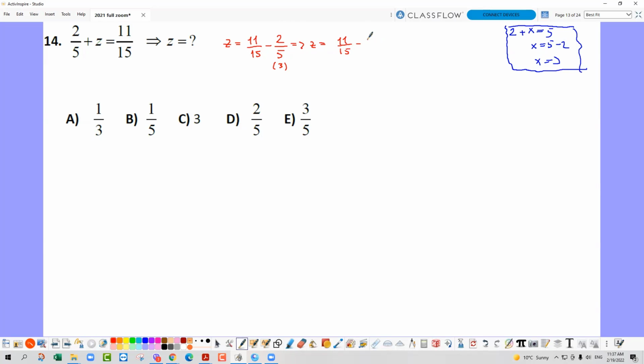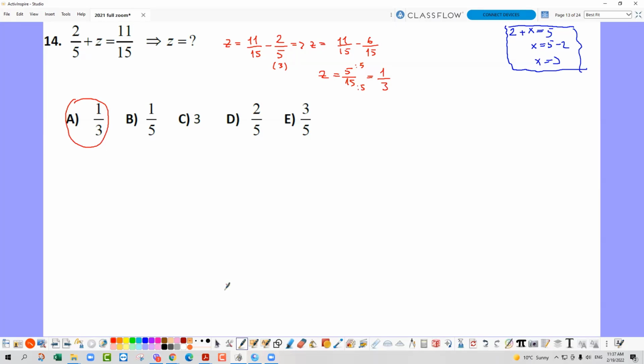Z is equal to 11 over 15 minus 3 times 2, which is 6, divided by 15. So z is equal to 11 minus 6, which is 5, divided by 15, so it's 5 over 15. We don't have that as an answer. If we divide both of them by 5, 5 divided by 5 is 1 and 15 divided by 5 is 3. So the answer is 1 over 3.